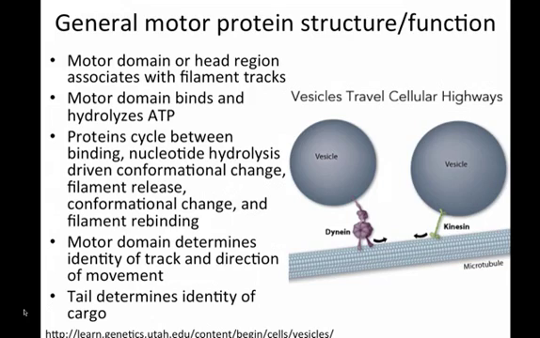But dynein will never walk on actin. Yeah, so those motor domains for dynein and kinesin are specific to microtubules. So the motor domain determines the identity of the track and the direction of the movement. And then the tail is determining the identity of the cargo. So your cargo here is your vesicle, or you could easily exchange that for an organelle. And your motor domain is binding to your microtubule. Okay?